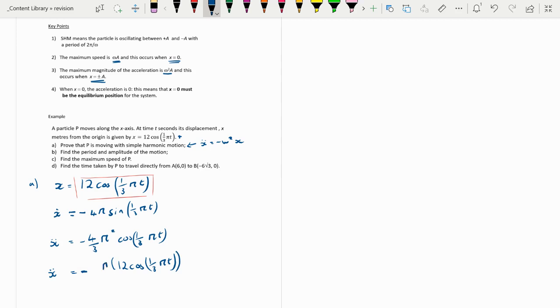Now there's a minus here. I've got pi squared, which I also need to have. Now I need to make it 12. I've currently got 4 thirds, so to make that 12, I need to have it over 9.